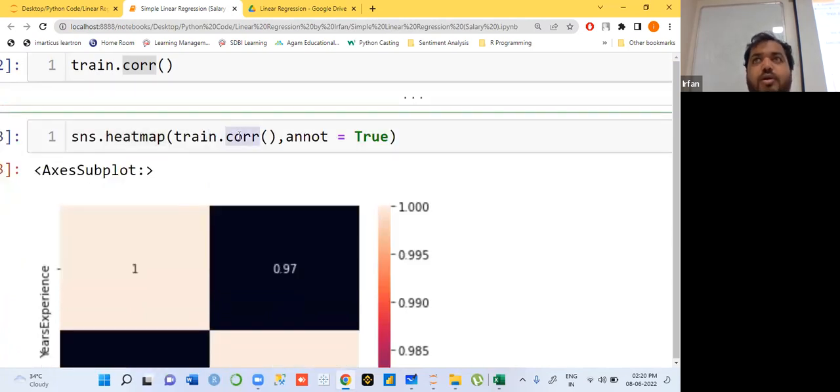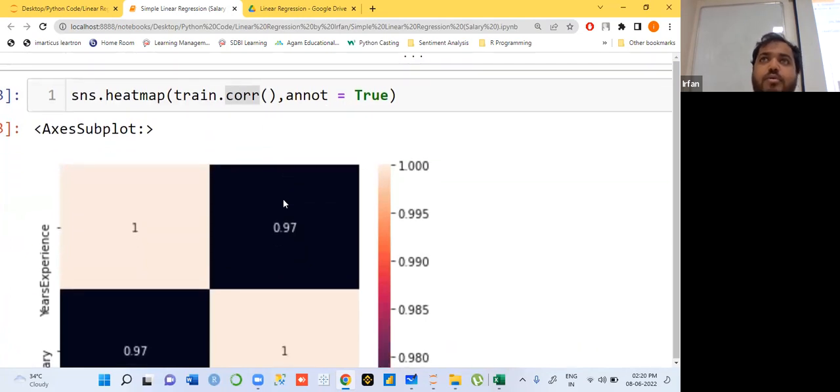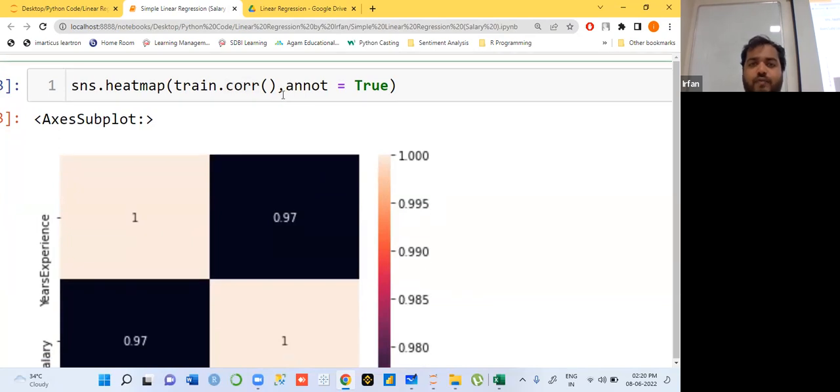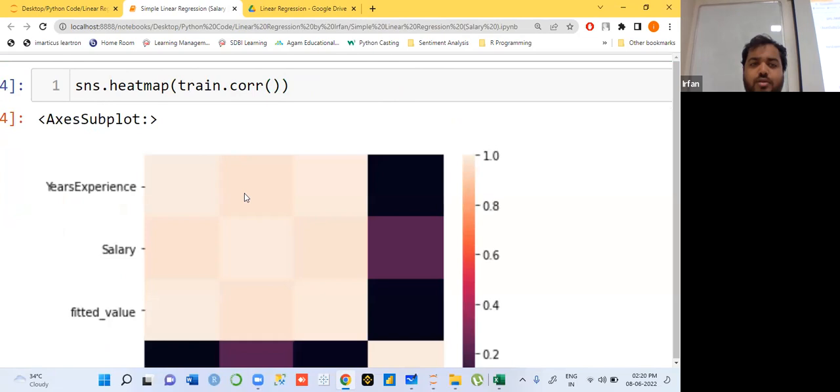Train.corr. It's the function of correlation. So the matrix which I have in numbers, I'm converting to a diagram. A color diagram, color matrix. Here I have written annot value as true. Let me remove this and run it.